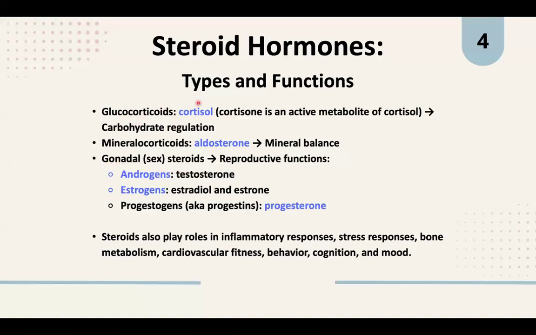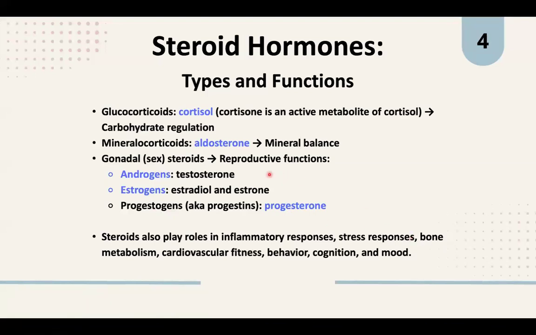Glucocorticoids, like for example cortisol, are important for carbohydrate regulation. Mineralocorticoids like aldosterone are important for mineral balance. Gonadal sex steroids are important for reproductive functions. There are different gonadal sex steroids. Those are androgens like testosterone, estrogens like estradiol and estrone, progestogens, which are also called progestins, like progesterones.